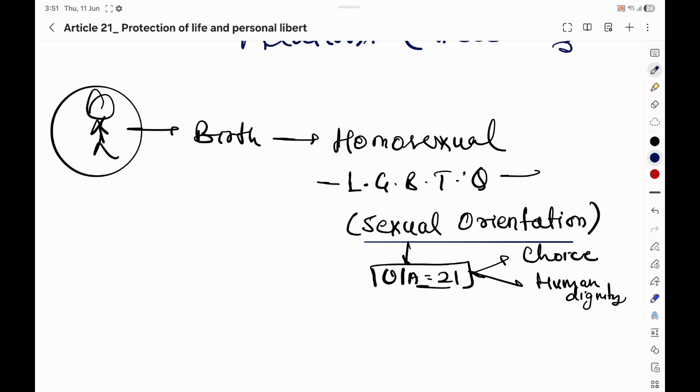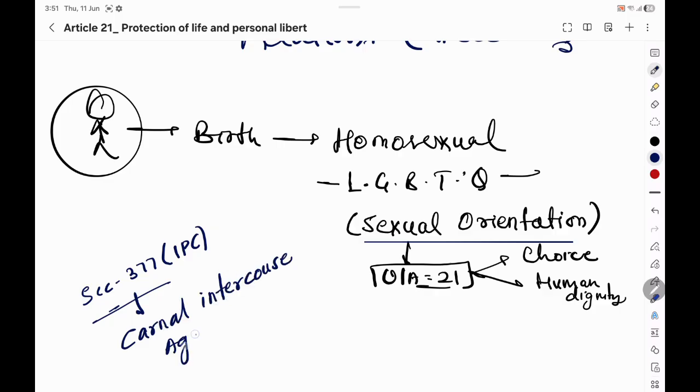So actually there was one section, that is Section 377 under the Indian Penal Code. Basically it criminalized what? Carnal intercourse against the order of nature. That is basically often used against LGBT plus persons. But Navtej Singh Johar and other petitioners challenged it in the court.